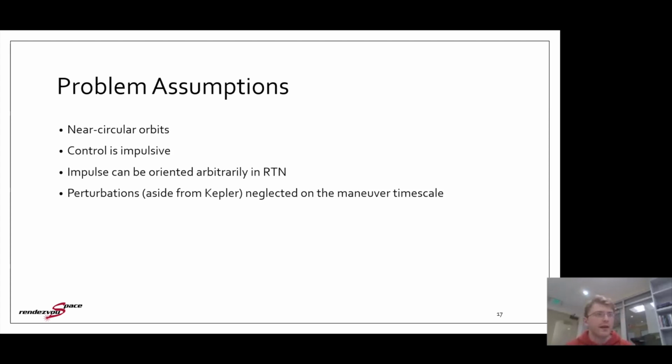And we will neglect perturbations such as Earth oblateness effects and solar radiation pressure, while we will keep in Kepler effects, which are important for understanding the drift of the spacecraft along track direction over time.